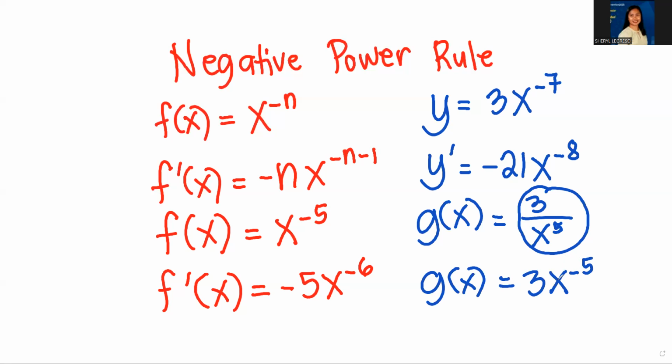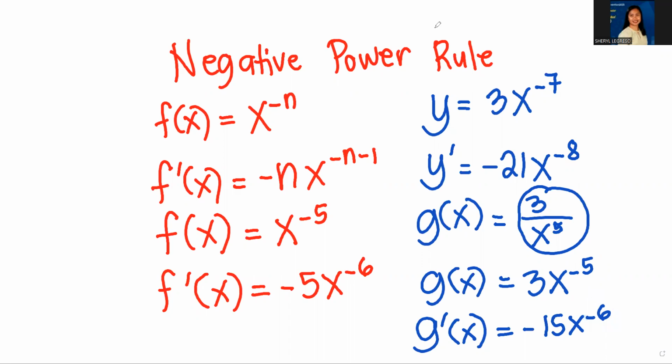Since we already have written that in a different form, wherein there is no denominator of x, now let's find g prime of x. So with that, g prime of x will equal negative 15x raised to negative 6. All you did was multiply negative 5 to 3 and then subtract 1 from the exponent of negative 5.